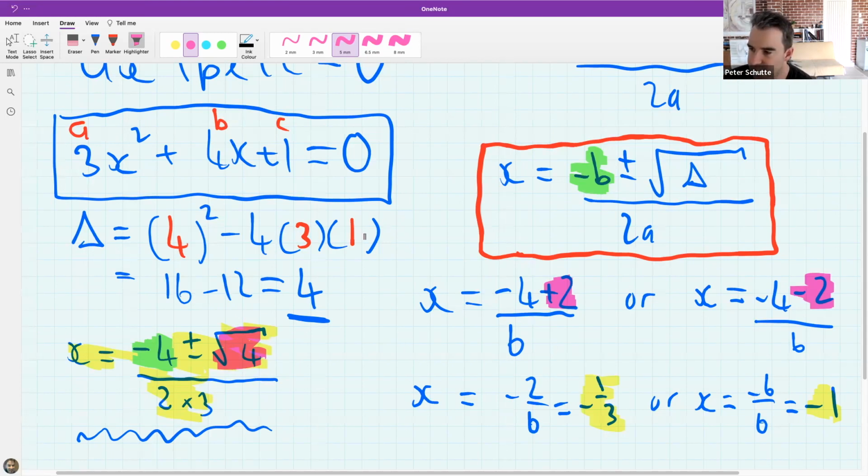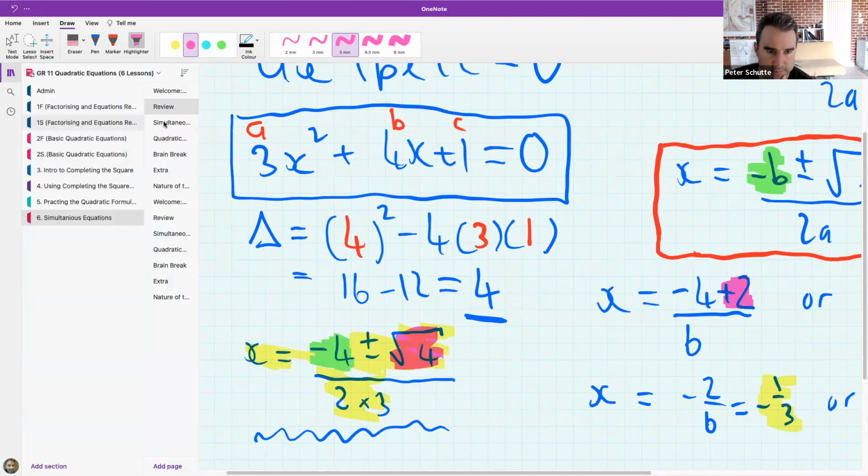Okay. For those who are still feeling unsure, don't worry. Lots of time to practice. We're going to move on to the second example. I'm going to do one for you now, and then we're going to keep practicing.